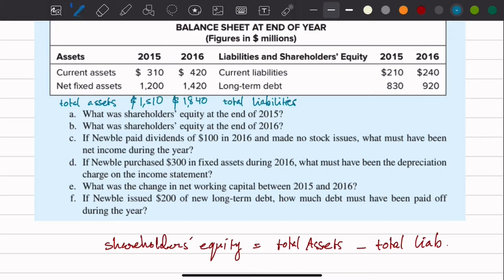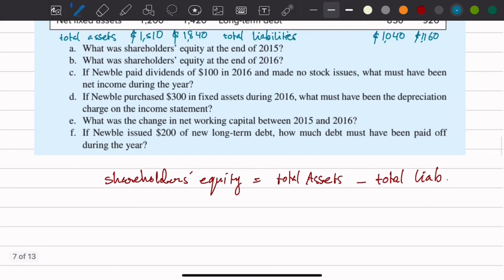For total liabilities of 2015, 210 plus 830, that's 1,040. And for 2016, 240 plus 920, that's 1,160. So now that we have the total assets and total liabilities figures for both 2015 and 2016, we can figure out the shareholders' equity for 2015 for Part A.